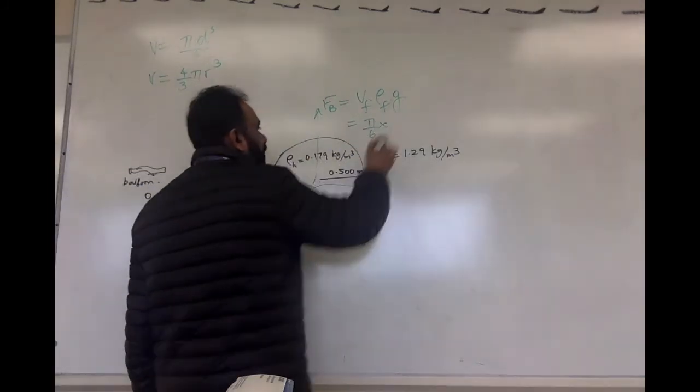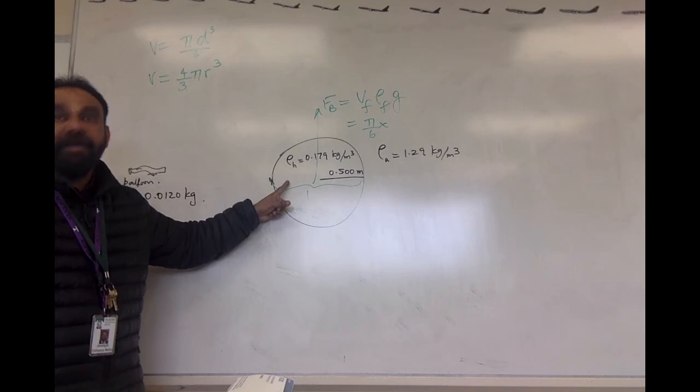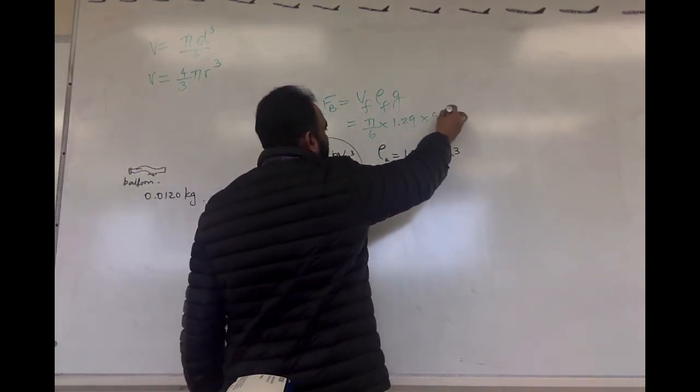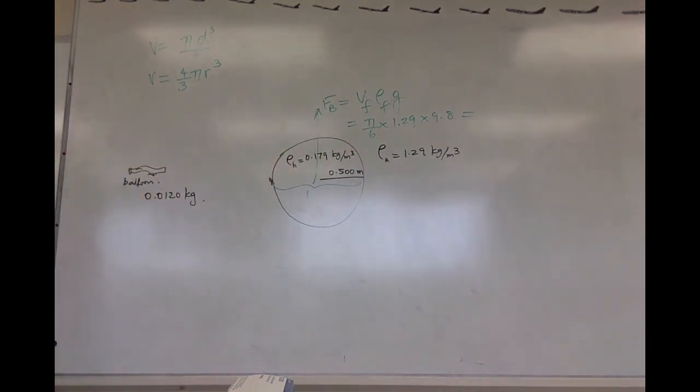Times density of fluid displaced. What fluid is this displacing? Air. 1.29 times 9.8. Can you just do that and tell me what the answer is? That is the buoyant force.